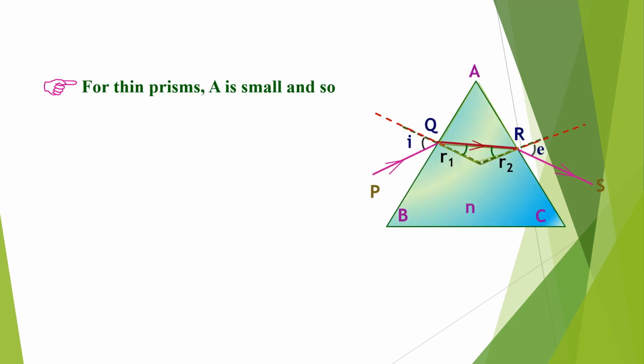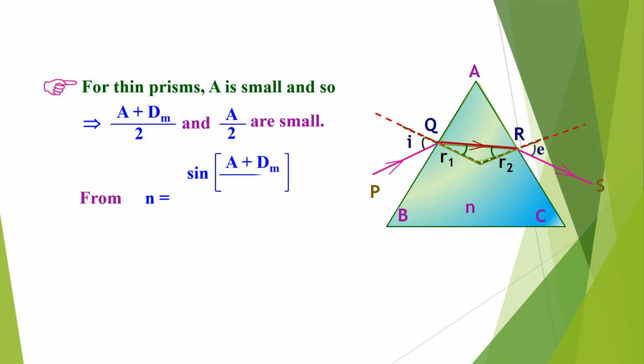For a thin prism, A is small. The angle of refracting surface of the prism is very small, which is less than 10 degree. Such a prism is called as thin prism. In such conditions, A plus dm divided by 2 and A by 2 are smaller. From Snell's law, n is equal to sine of A plus dm divided by 2 whole divided by sine A by 2. So since angles are smaller angle, sine angle is equal to angle, sine R is also smaller. So sine R is R, that value is A by 2.